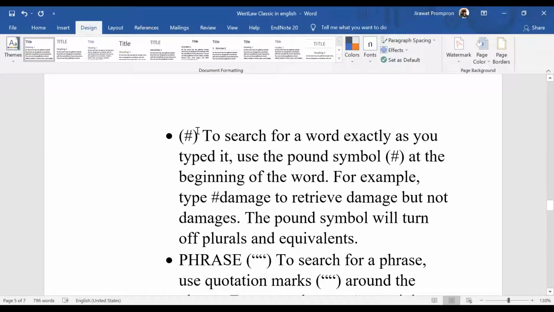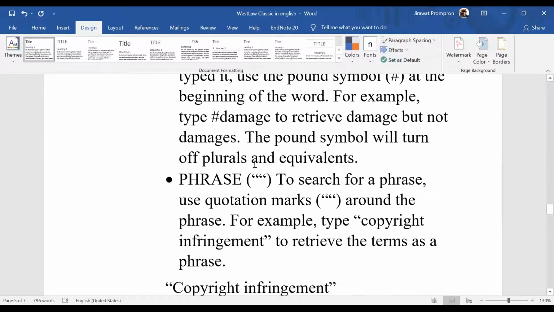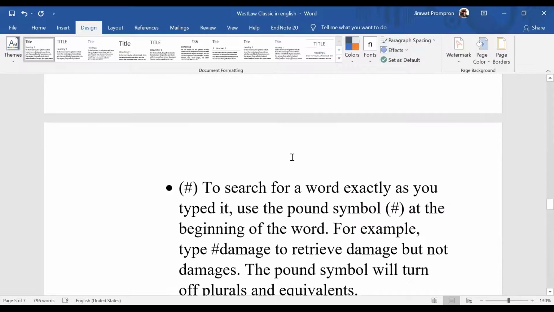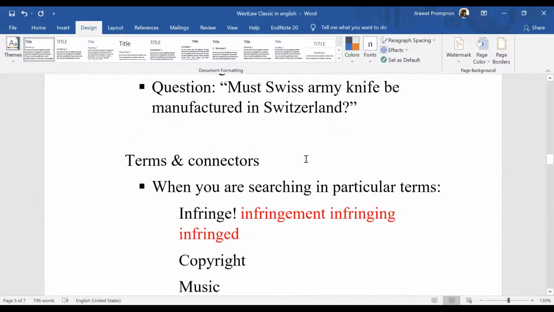stop searching me a STEM word. So a STEM word means singular, plural, ing, ly. I just want to search for that root word. You just put a pause symbol in front of it. And if I want to search exactly the same as I type, I just start with this one. So this is the idea.